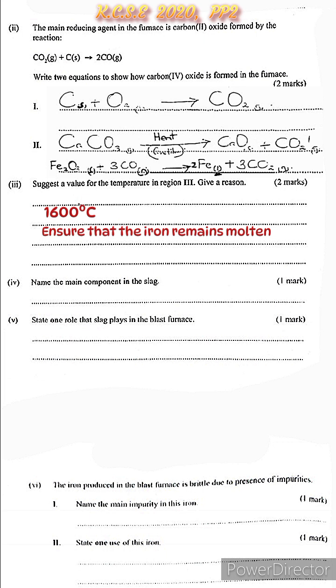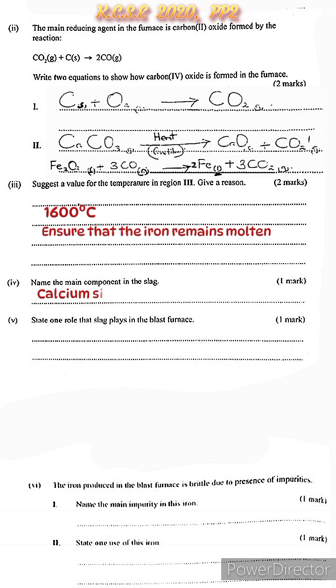Roman 4, name the main component in the slag. So slag actually contains 2 components. There's calcium silicate and calcium aluminate. But the question is asking us for the main component, and that is calcium silicate.